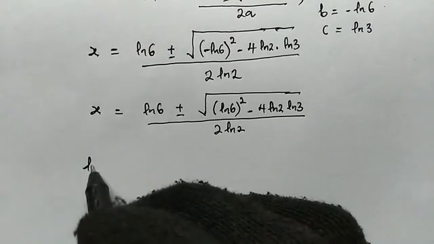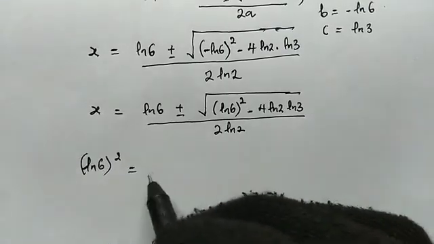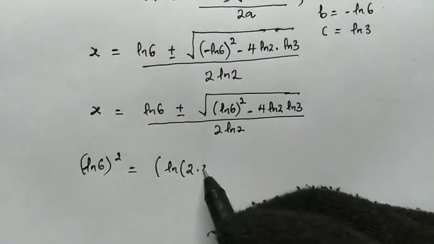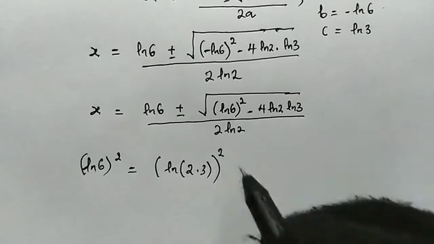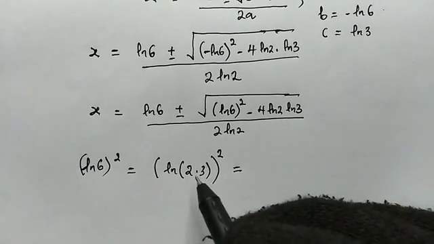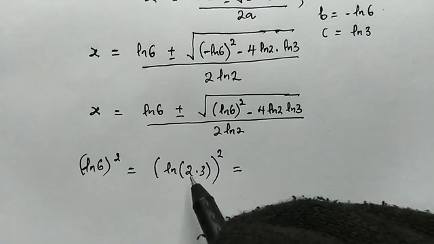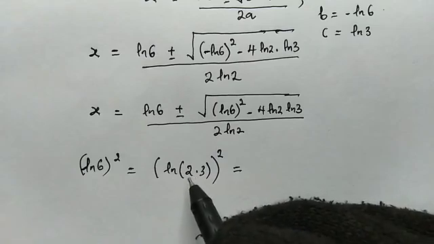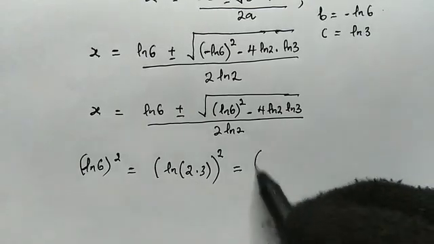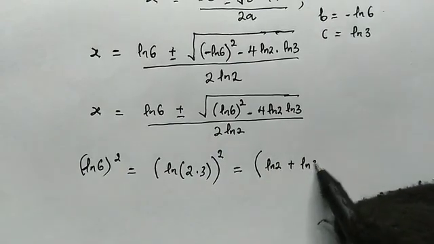We have that the natural log of 6 squared is equal to the natural log of 6, which is the same as 2 times 3, right? Then this is squared. With the property of the logarithm, the product rule, or the addition rule, anyhow you call it, here we have the natural log of 2 plus the natural log of 3.